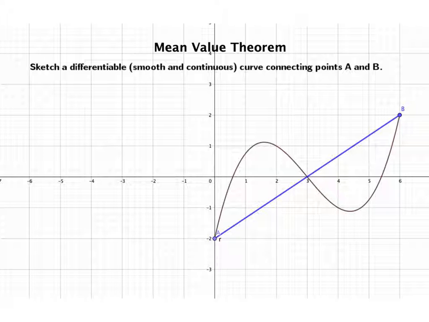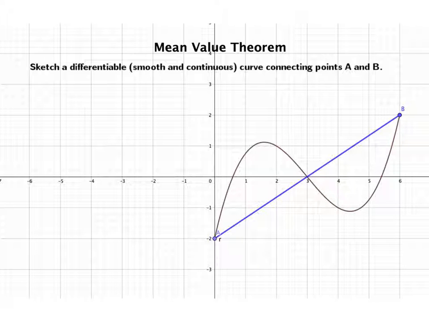Now I've gone ahead and plotted in a smooth curve connecting points A and B. And I've also drawn the straight line. Why don't you go ahead and do that on your work. So connect A and B with a straight line.